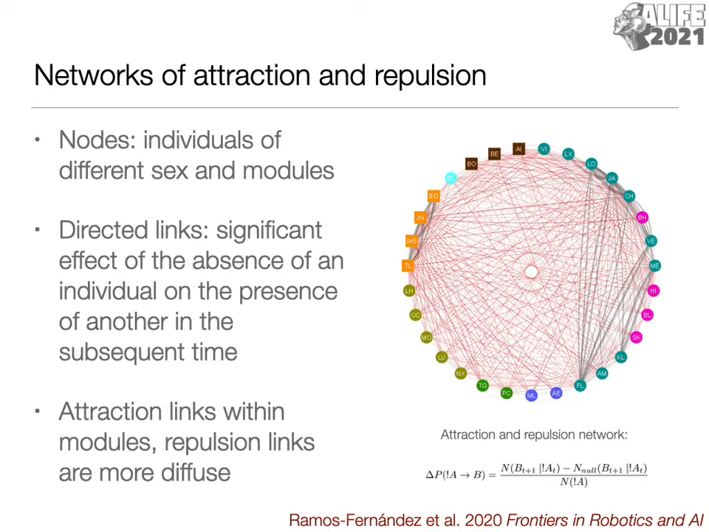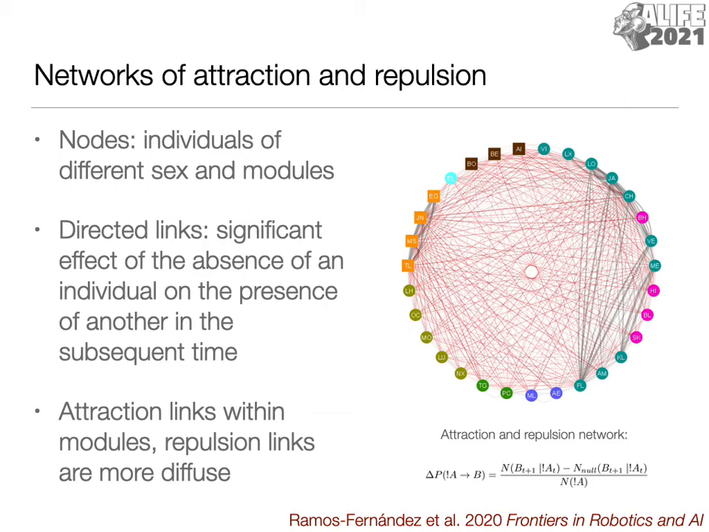We have also studied the way in which individuals are attracted or repelled from one another. Given that fission-fusion dynamics implies that individuals have the option to leave or join a subgroup depending on who is already there, we can study these decisions directly from continuous observations of subgroup composition.